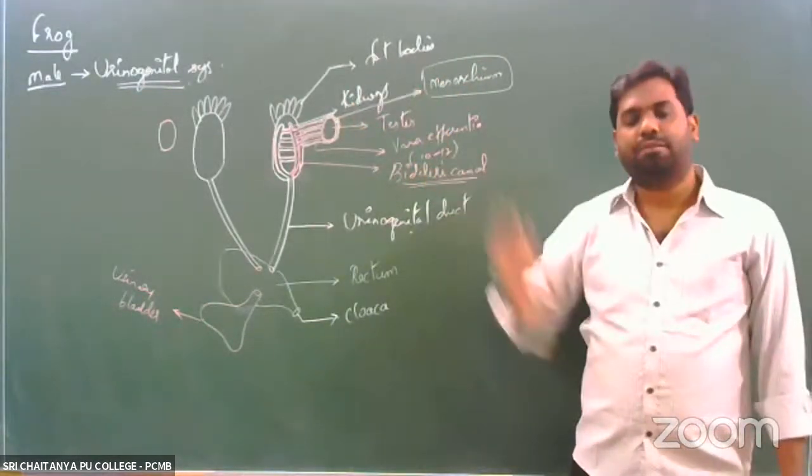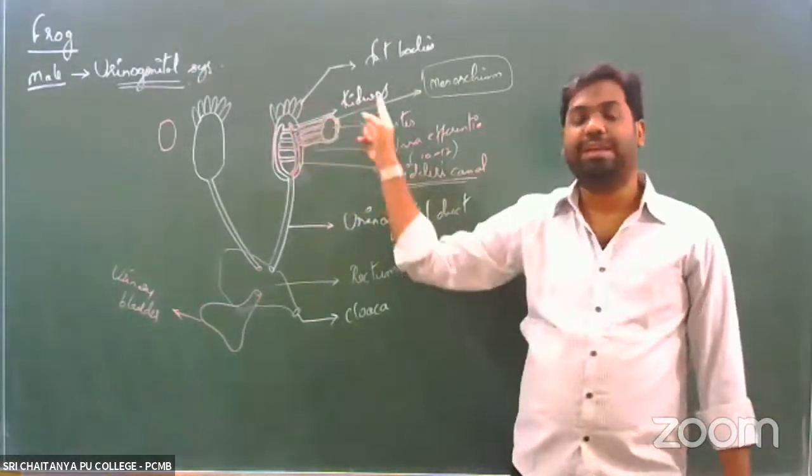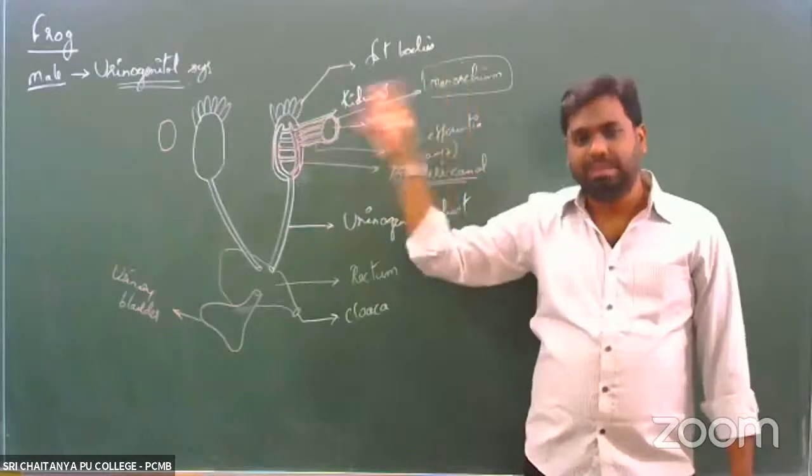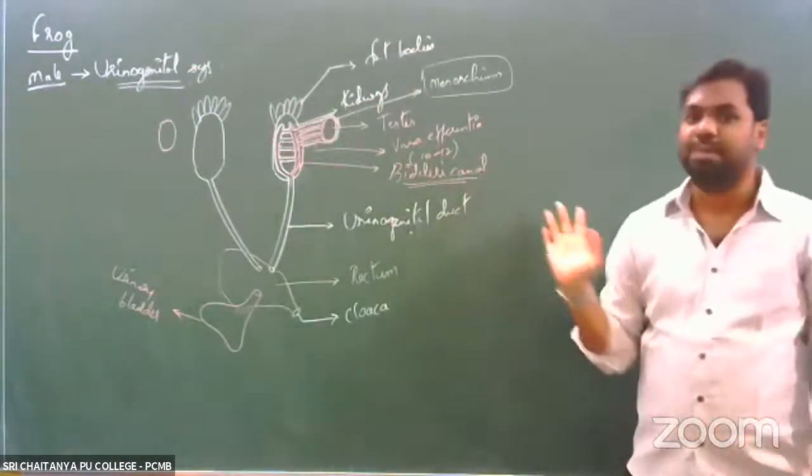The reason why we call it as urinogenital system is because the testis and the kidneys both are said to be interconnected with each other, and the testis opens up inside the kidneys through the structures called as vasa efferentia.